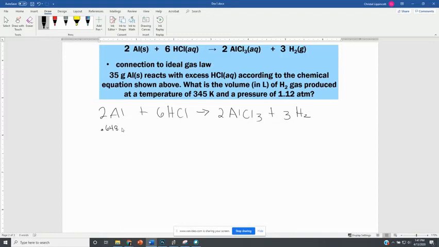I am then going to take that up into the cloud. So 0.648 divided by 2, then multiply it by 3. I end up with 1.94 moles of H2.